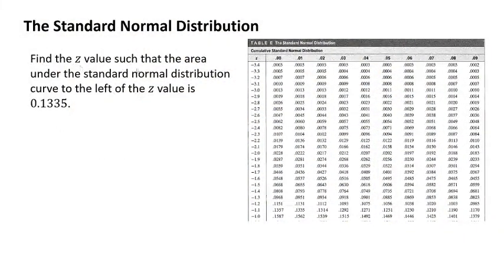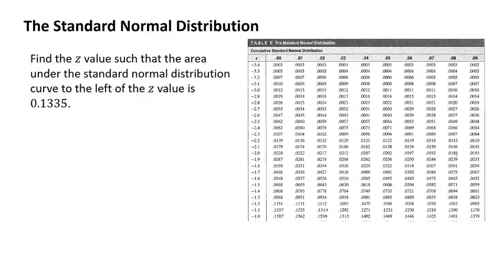Find the z-value such that the area under the standard normal distribution curve to the left of the z-value is 0.1335. If you recall, when we looked at a z-value and found the area to the left of it, we looked things up based on these values and found our answer here. Here we have to look up these values and then find our answer here and here. So we have to find 0.1335 somewhere in here.